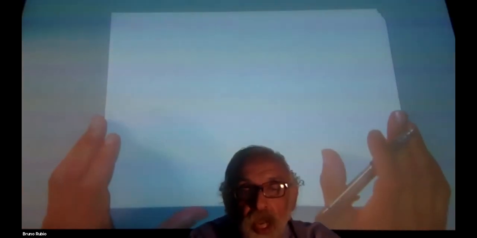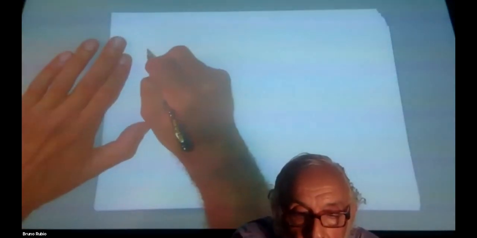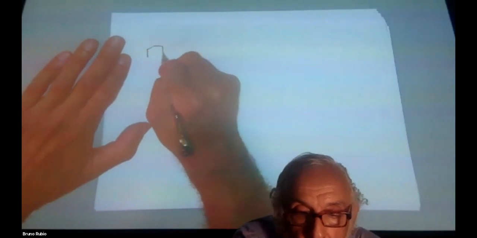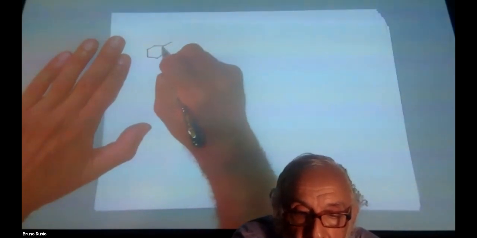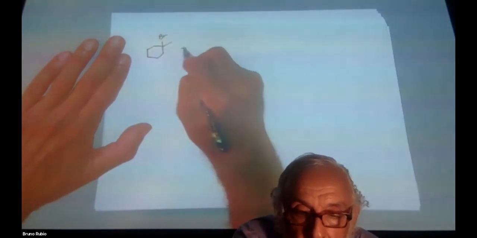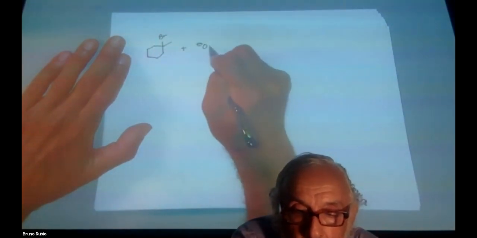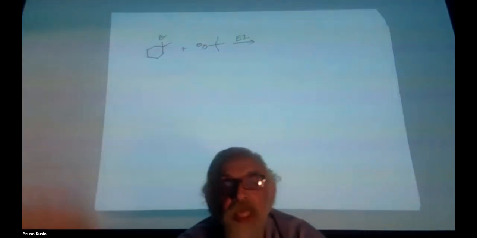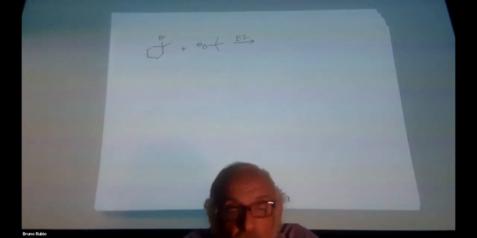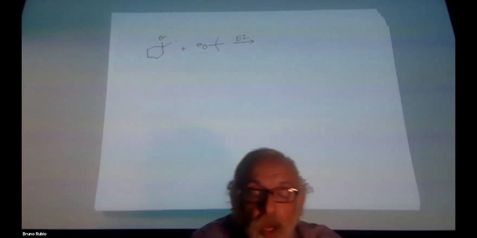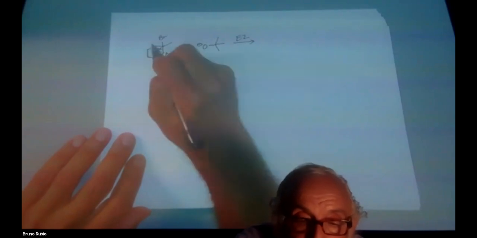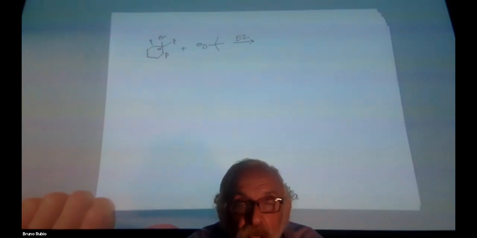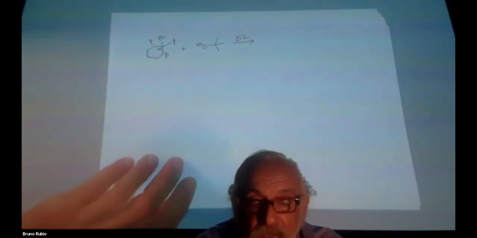All right, so let's try another one. All right, this one's a little trickier, or a lot trickier. I'll make things easy for you by telling you it's an E2 elimination. And what would be the major product here? All right, so there's the alpha carbon. This guy has beta, beta, beta, 3 betas. An elimination puts in a new double bond between alpha and beta.